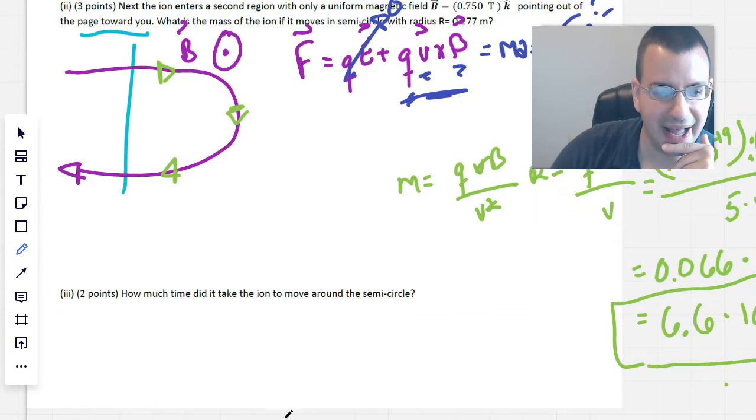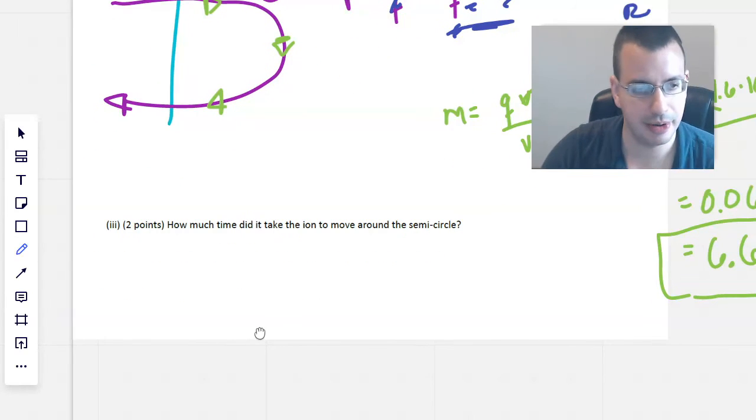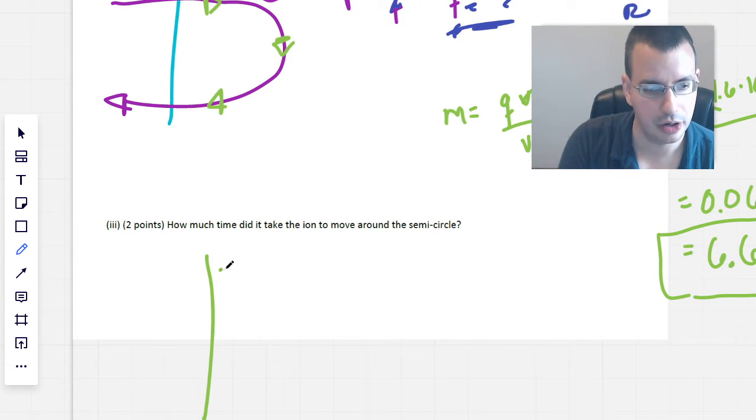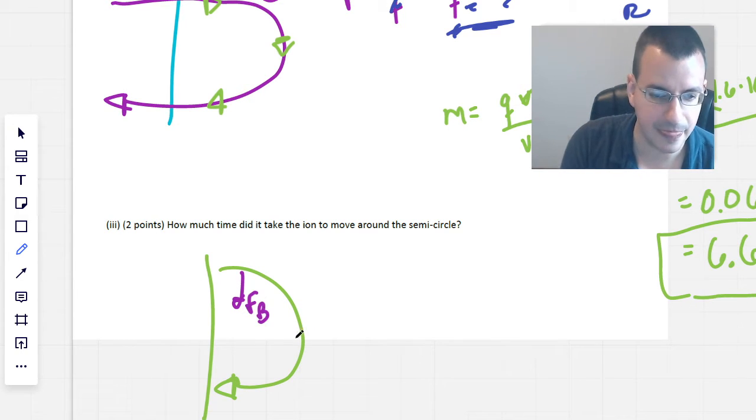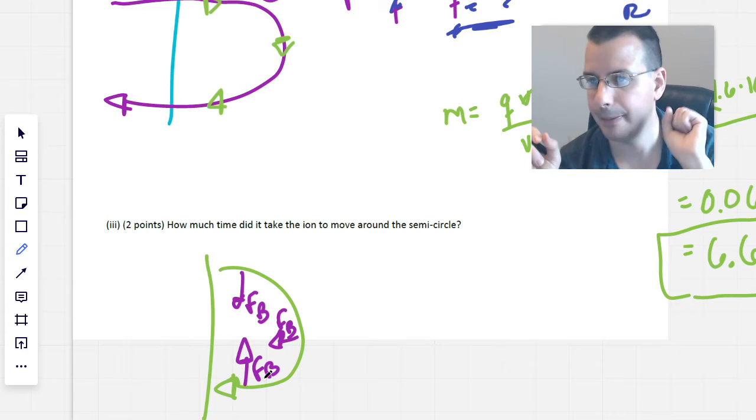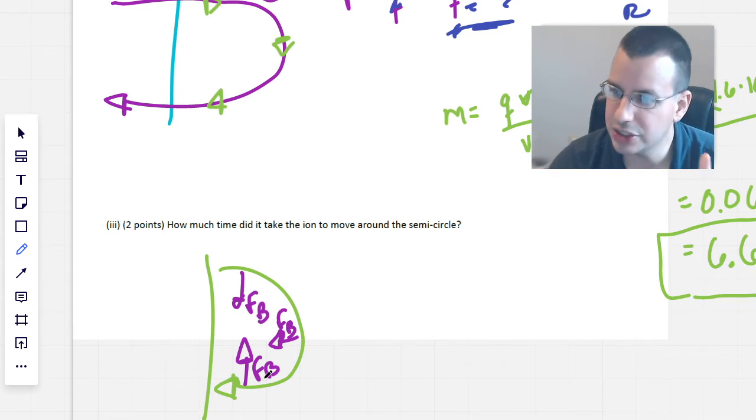How much time did the ion take to move around the semicircle? Okay, so I'm going to assume the semicircle is really just a half circle. What's happening from the magnetic force is it's always pointing towards the center, and that's causing the centripetal force. Since velocity is both a magnitude and direction, when you're changing just the direction, the magnitude stays the same.